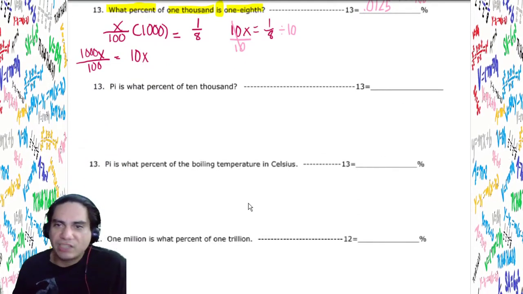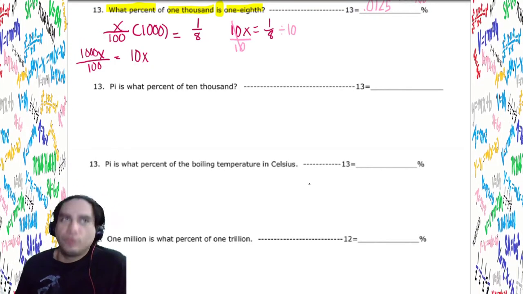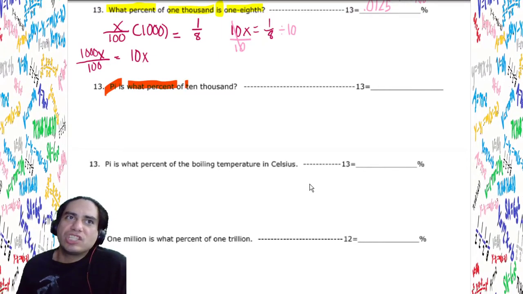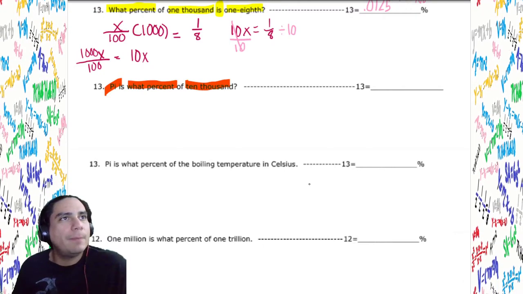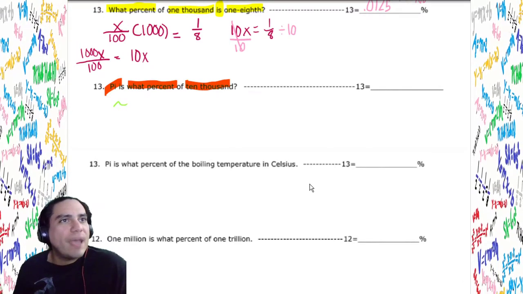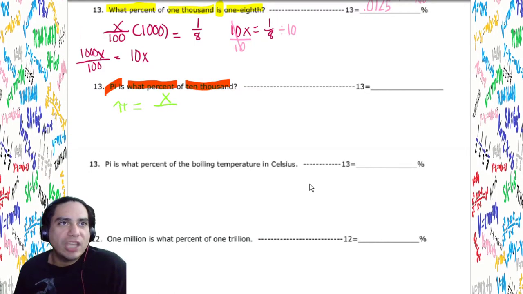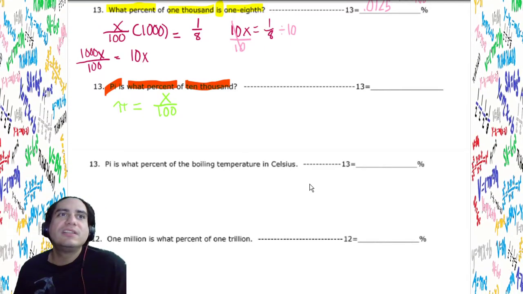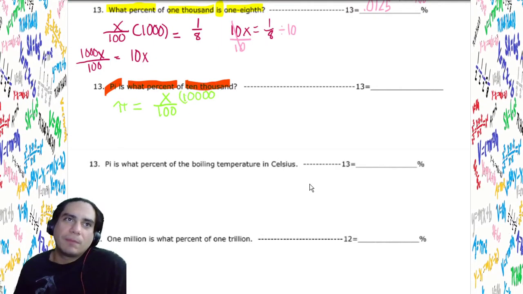All right, let's set up this next one. We got pi, and that doesn't mean we got 3.14. We got pi is what percent of 10,000? So let's go ahead and set this up. Pi, so we're going to use that pi, is means equal sign. What percent equals x out of 100? We're going to get our x and divide it by 100, of 10,000. All right, so let's say you don't want to simplify this time.